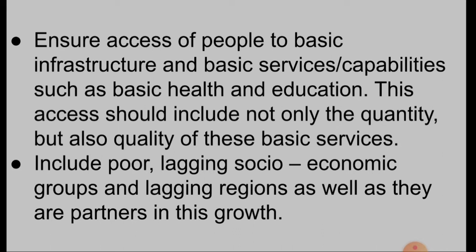Then we move on to the next point, that is include poor, lagging socio-economic groups and lagging regions as well, as they are partners in this growth. So we see that there is development in our country. India is developing very fast, but there is irregularity in development, and some of the regions are very less represented. And there is inequality in development between states, that is, some states are more developed, some states are less developed, some states are not able to utilize all the resources that they have.